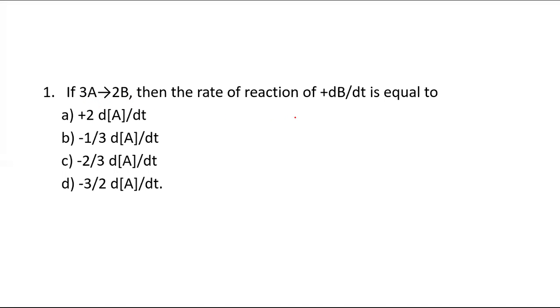This is our reaction. ಏನಿದೆ? 3A is a reactant, 2B is a product. Then the rate of reaction of plus dB by dt is equal to, okay, ಅದು ಯಾವುದಕ್ಕೆ ಈಕ್ವಲ್ ಆಗುತ್ತೆ ಅಂತ, dB by dt, okay, ಅಂದ್ರೆ ಅದು ಪ್ರಾಡಕ್ಟ್ ಅನ್ನ ರೆಪ್ರೆಸೆಂಟ್ ಮಾಡ್ತಿದೆ. ಸೊ ದಟ್ಸ್ ವೈ ದೇ ಹ್ಯಾವ್ ಗಿವನ್ ಪ್ಲಸ್ ಚಾರ್ಜ್. Okay, so that's why they have given plus charge.